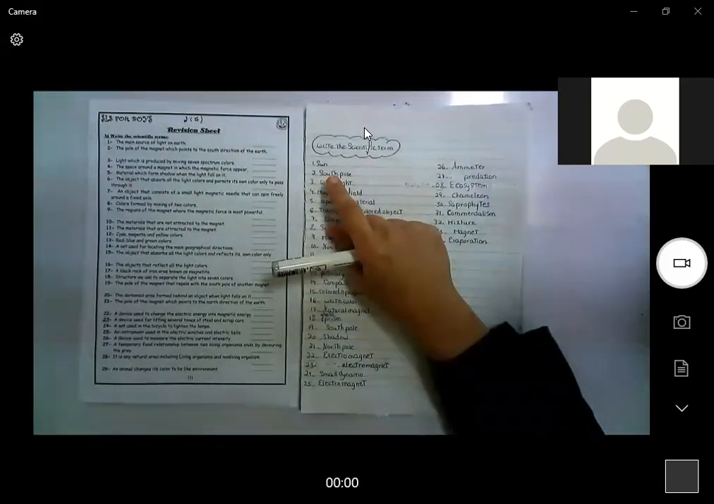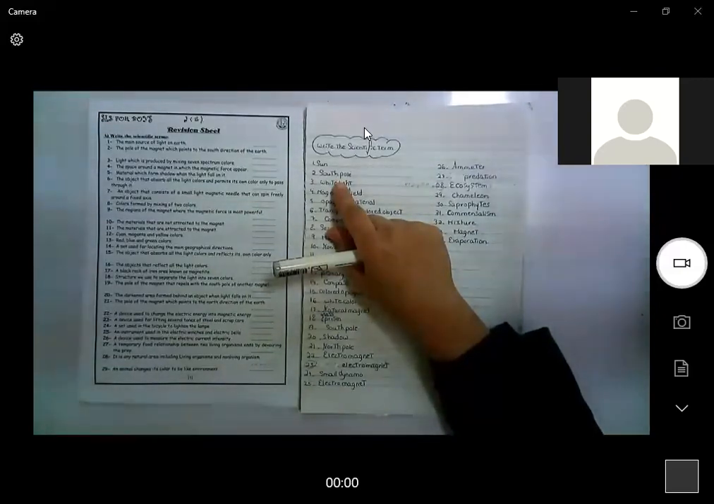Number 2, the pole of magnet which points to the south direction of the earth. What is the name of the pole of the magnet which points to the south? Excellent, South Pole. So South Pole goes to the south direction, and the North Pole goes to the north direction.